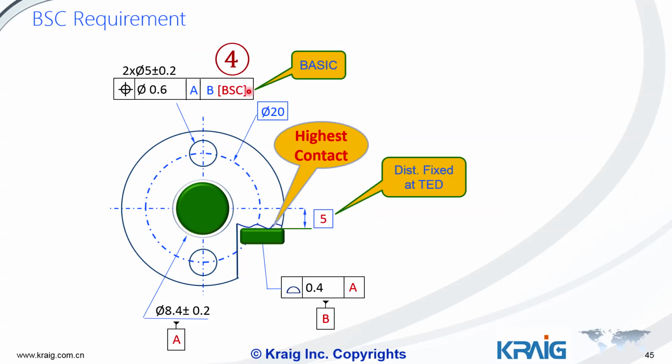What about the last one, BSC? As we said, BSC means basic. So basic means you're going to locate part at the basic dimension, which is 5. So this is the fixed distance. This is the gauge datum B. And you're going to rotate component around datum A and then reach the highest contact point.